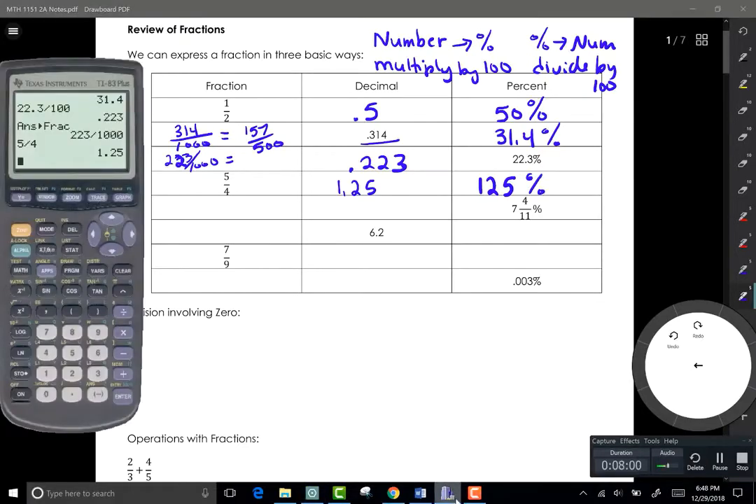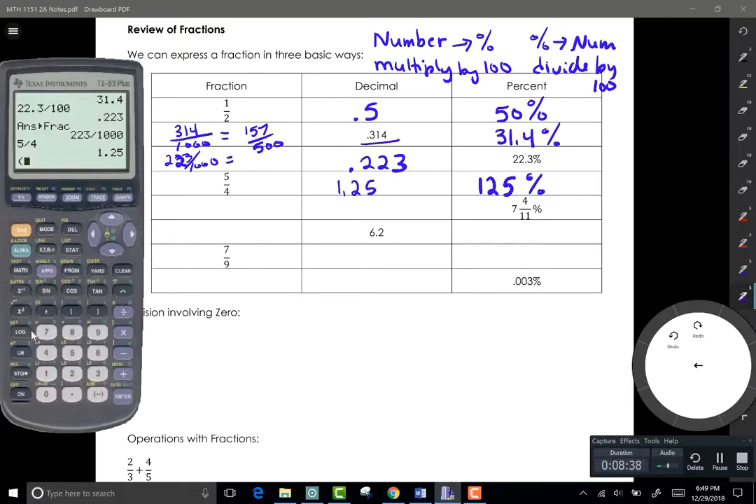Okay, the next example, 7 4/11%. So it looks like it's in fraction form, but because it's got that percent sign, it's really in percent form. So I want to change that 7 4/11 to a decimal. And when we want to change from percent to a number, whether it's decimal or fraction, I need to divide by 100. So in my calculator, I'm going to put in parentheses, since 7 4/11 really means 7 plus 4/11. You've got your whole number plus your fraction.